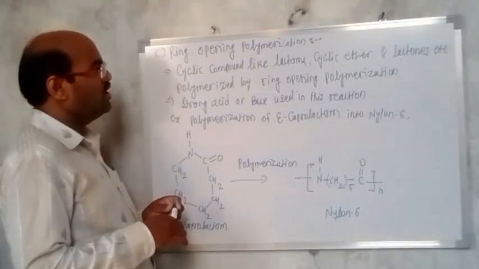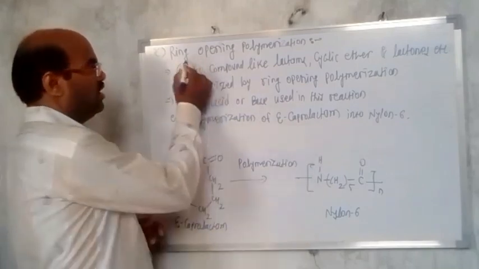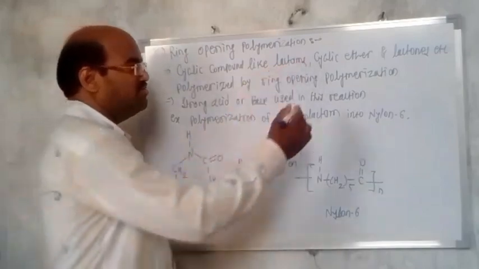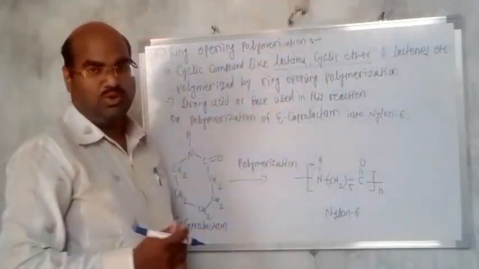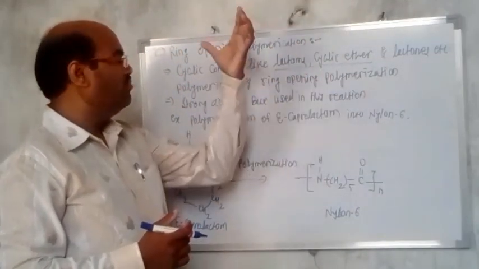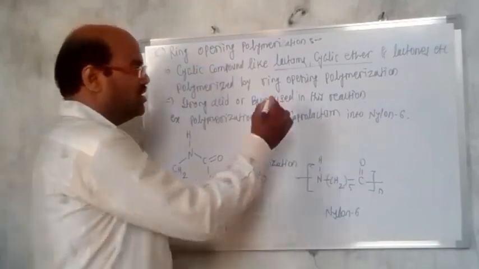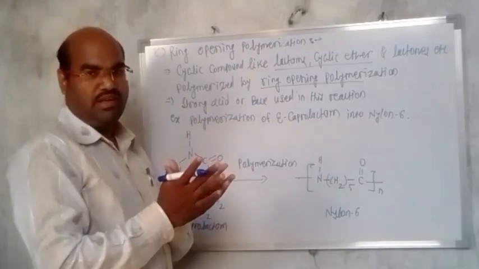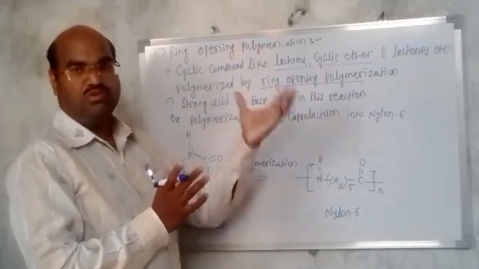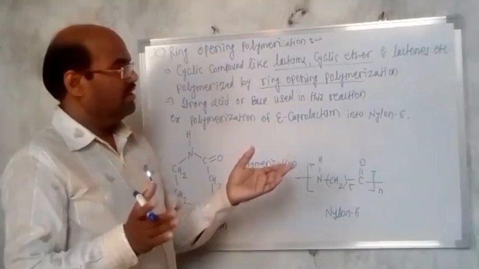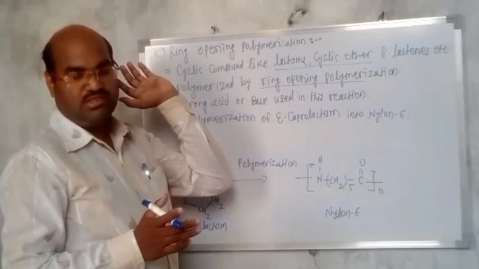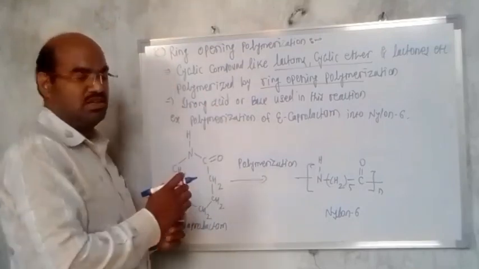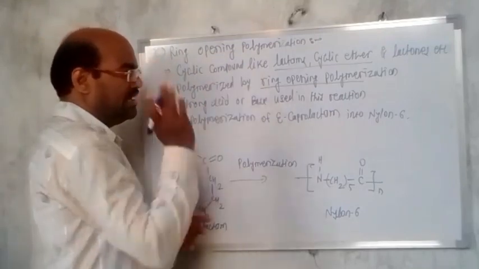Then the third type, ring opening polymerization. Cyclic compounds like lactams, cyclic ethers and lactones are polymerized by ring opening polymerization. Ring opening means opening a ring. These are cyclic compounds, and breaking the ring is why this polymerization is called ring opening polymerization. This polymerization requires a strong acid or base catalyst.